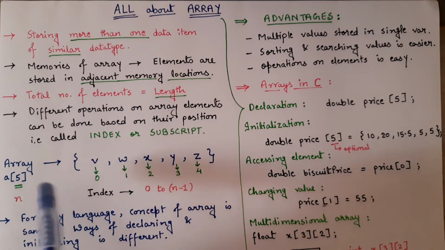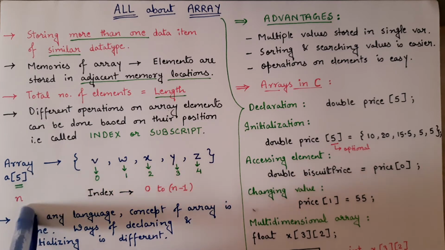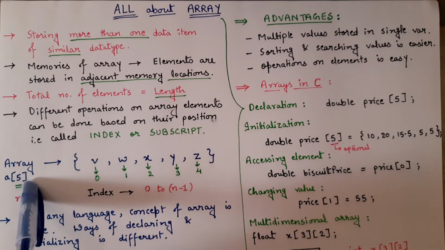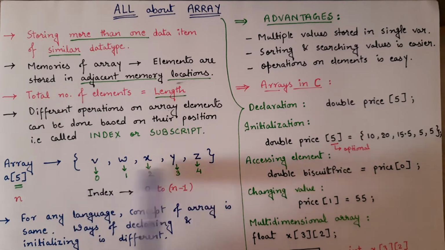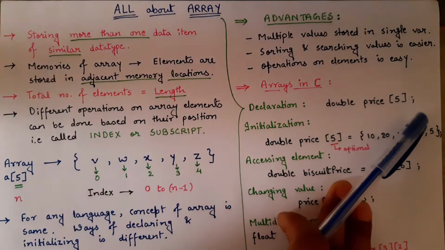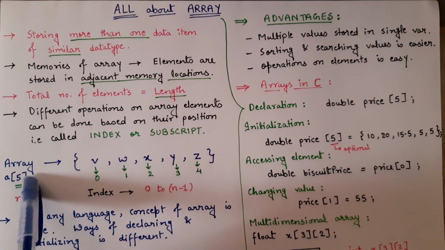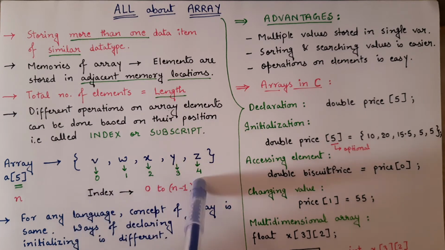Now that means what? If the length of your array, that is 5, let's say it is n. If the length of the array is n, the index of the elements will range from 0 to n minus 1. Here the length of our array is 5, so the index ranges from 0 to n minus 1, that is 0 to 5 minus 1, 0 to 4.